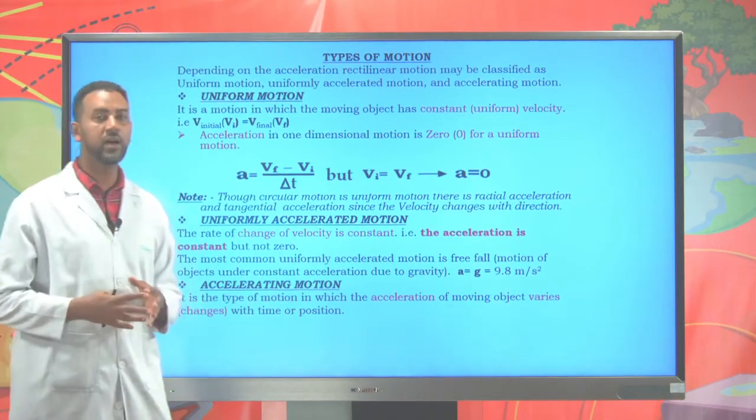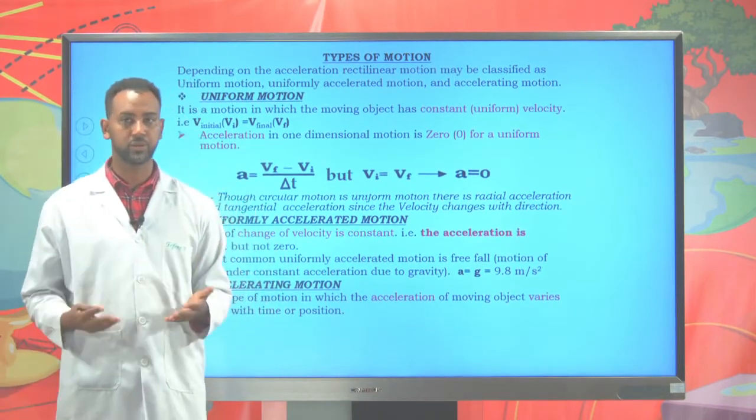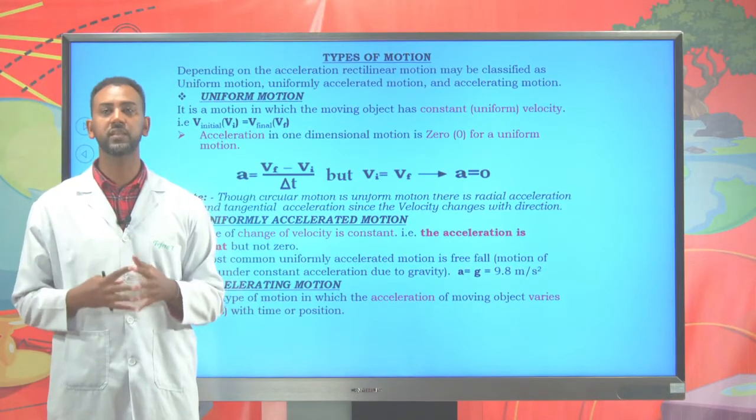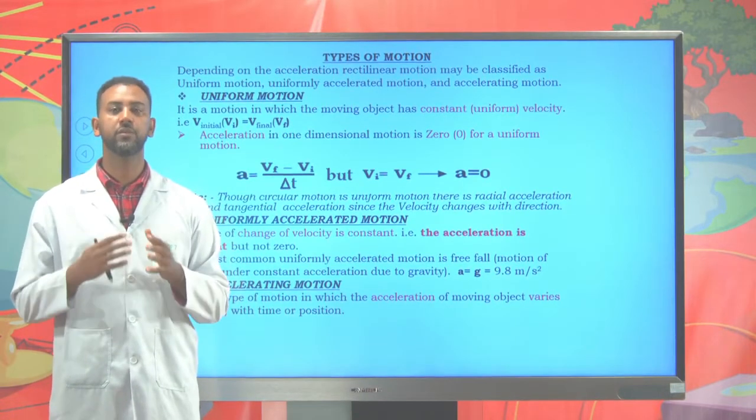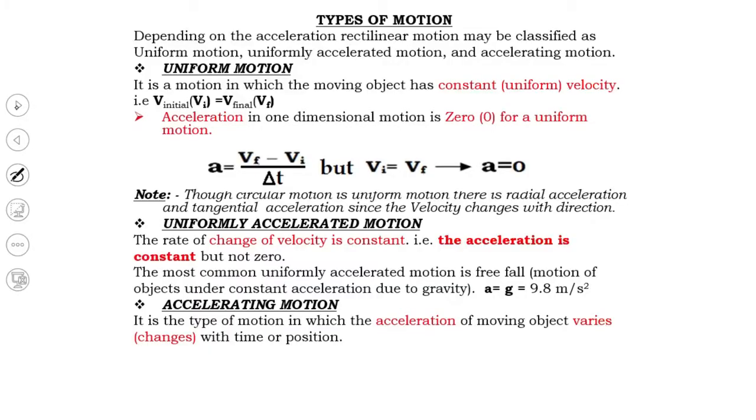Now, let's see the types of motion. Depending on acceleration, we have 3 types of motion. On a given rectilinear motion, or motion along a straight line, we have 3 types of motion depending on acceleration. What are they? These are uniform motion, uniformly accelerated motion, and accelerating motion. The parameter is acceleration.